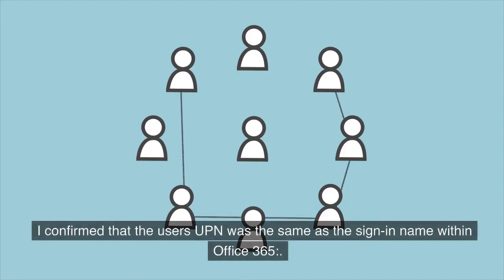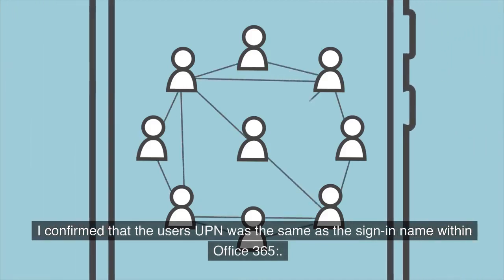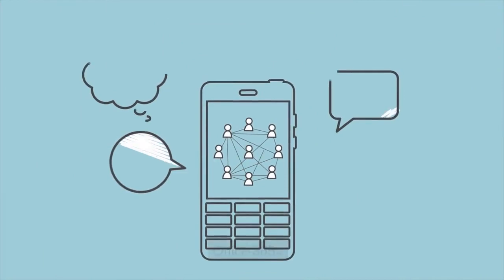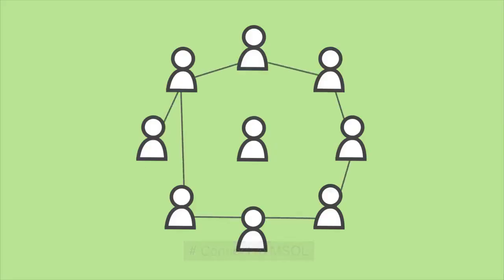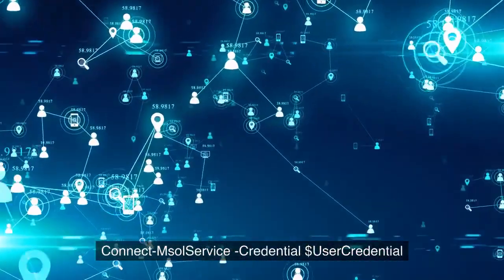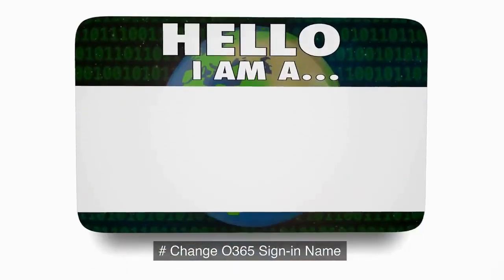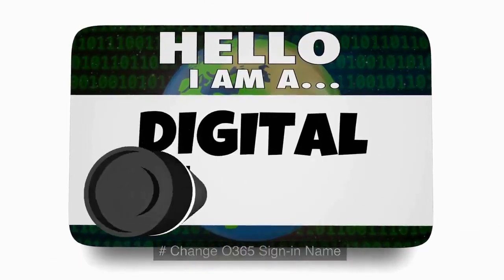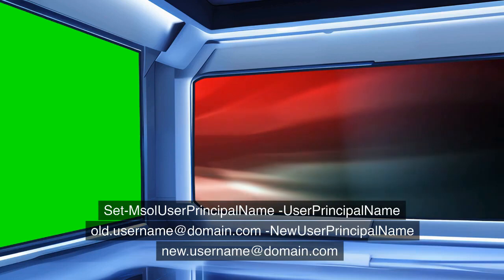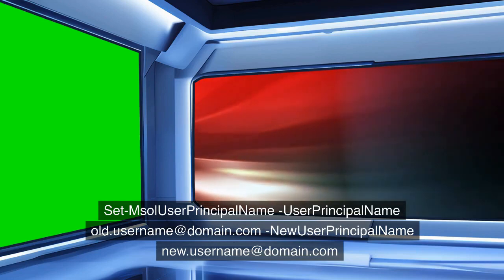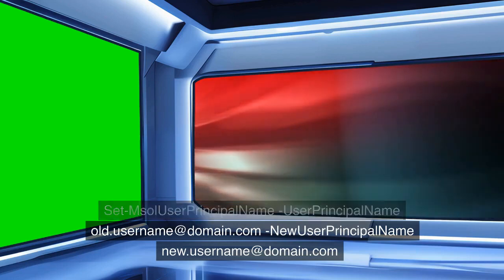I confirmed that the user's UPN was the same as the sign-in name within Office 365. #connect to MSOL. Connect-MsolService -Credential $UserCredential. #change O365 sign-in name. Set-MsolUserPrincipalName -UserPrincipalName old.username at domain.com -NewUserPrincipalName new.username at domain.com.